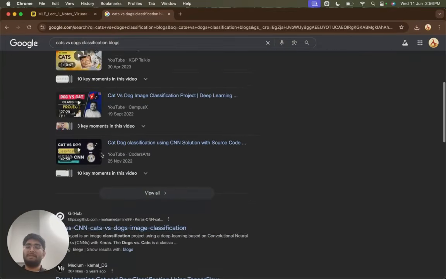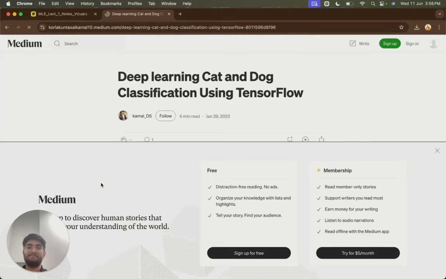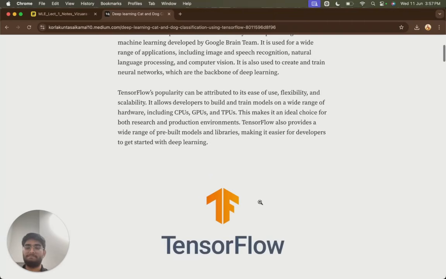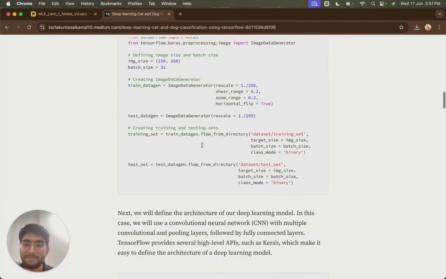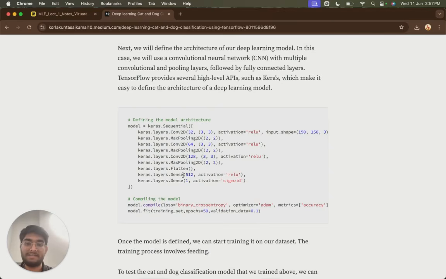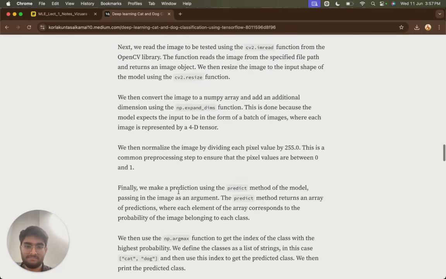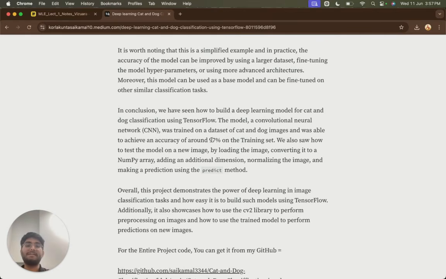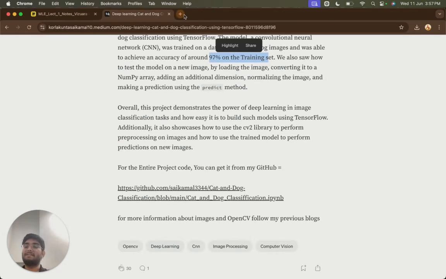Then they see there's a lot of material available. Then they click on the article and go through it. They read about TensorFlow, they see how it is implemented, they see the length of the data set, then how the model is compiled. Then they say, okay, so they have used CNN, they have got 97% accuracy on the training set, and I'll implement it and test on validation data, and soon I'll release the project.